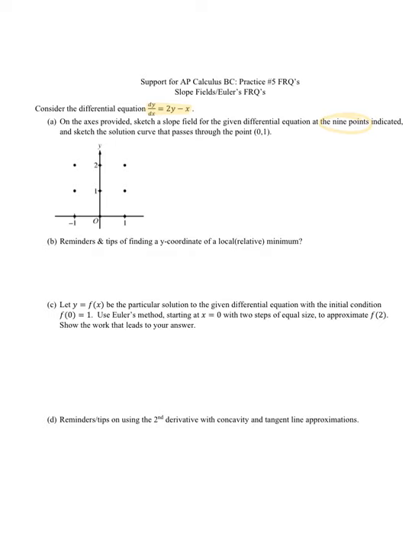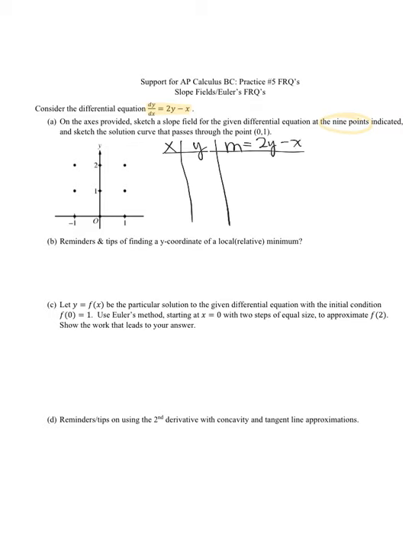Okay, so I'm going to set up a table. This is not something you have to do, but it gets you started with things. I'm going to do a table here, nice and straight. You have your x, your y values, and then you have to calculate your slope. You're going to use your derivative for that, and so that would be 2y minus x.